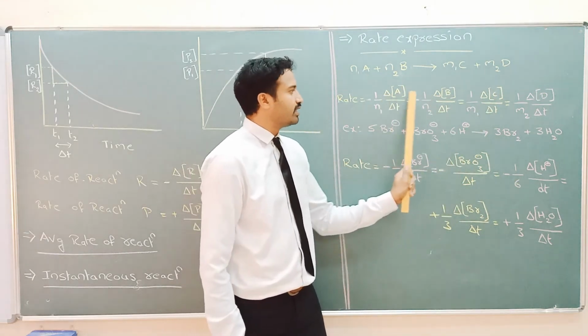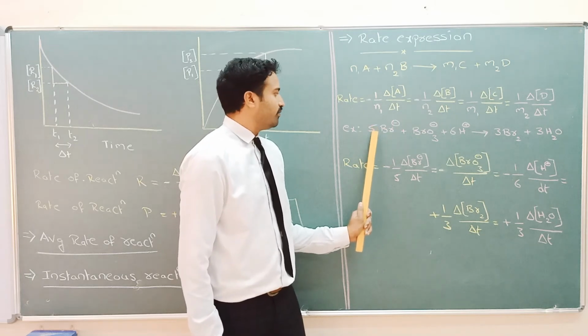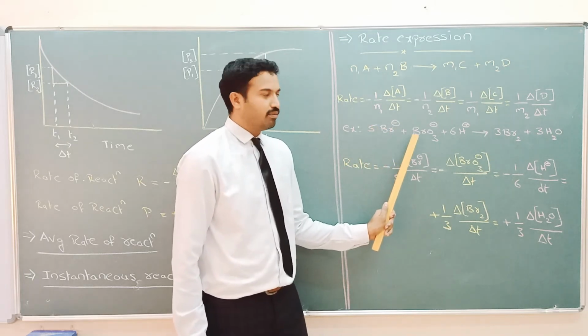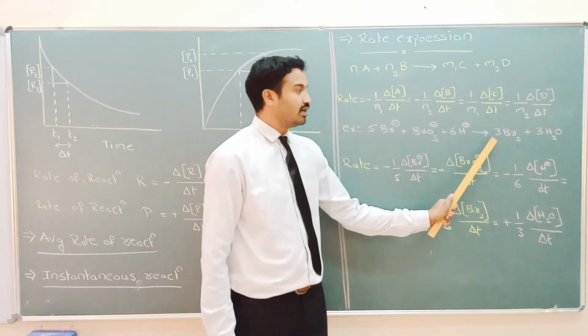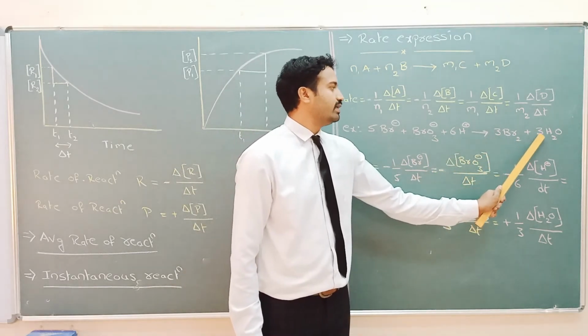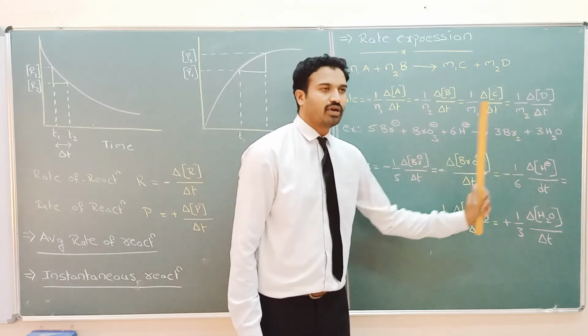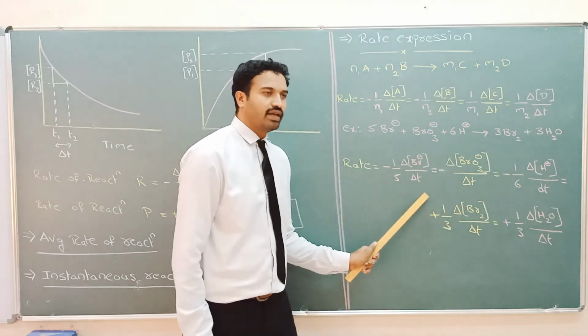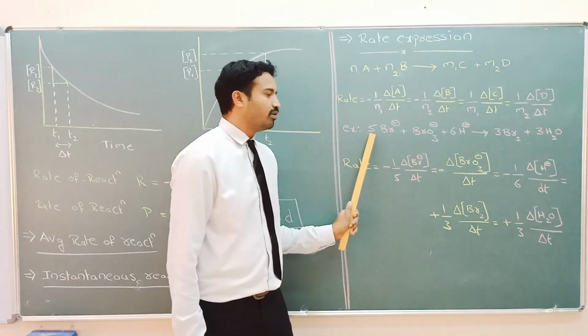This is the general equation. If we take an equation 5Br minus plus BrO3 minus plus 6H plus gives 3Br2 plus 3H2O. These are reactants, these are products. Decreasing concentration of reactant, minus sign, increasing concentration of product, plus sign. Here number of moles are in the denominator.